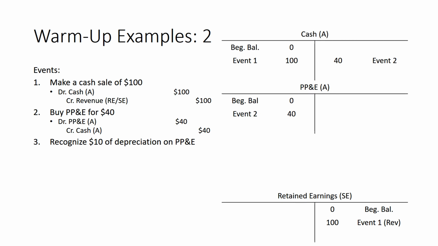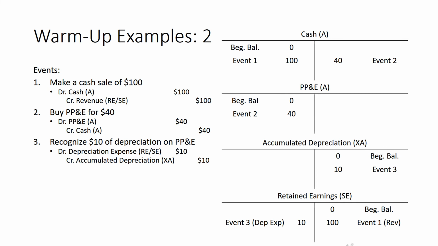When the firm buys PP&E for $40, PP&E will go up and cash will go down. Therefore, we debit PP&E and credit cash. Finally, the firm will recognize $10 of depreciation on the PP&E, so we'll debit depreciation expense for $10 and credit the contra asset account accumulated depreciation for $10.